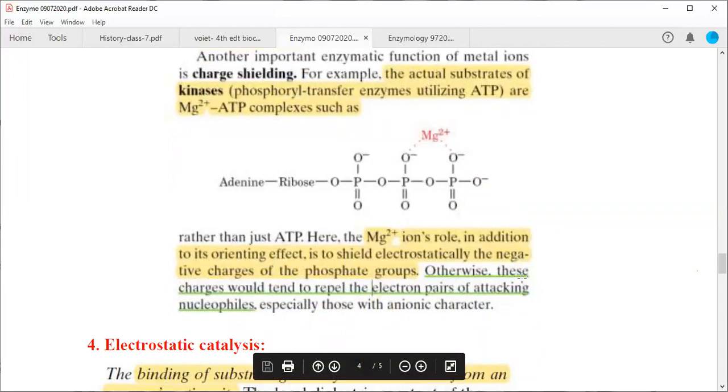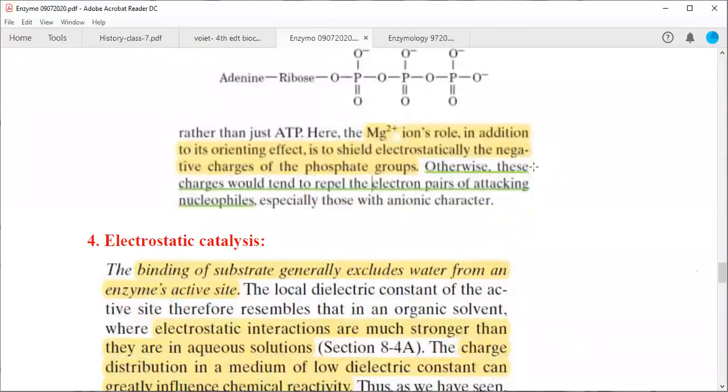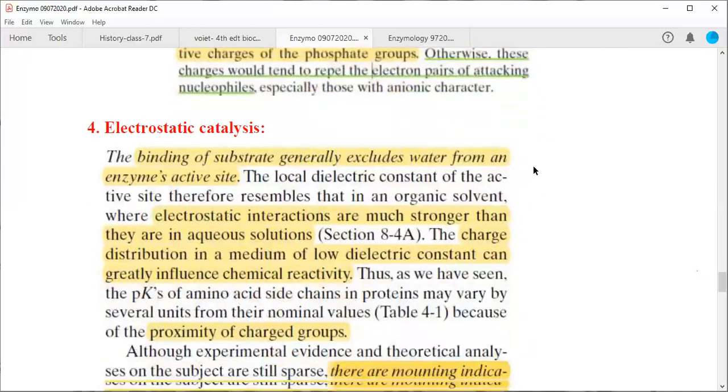If so, what may be the consequence if these charges are not shielded? Otherwise, these charges would tend to repel the electron pairs of attacking nucleophiles. So the two nucleophiles will come close to each other, and these all have negative charges. Therefore, they will repel each other and thus interfere with the reaction.